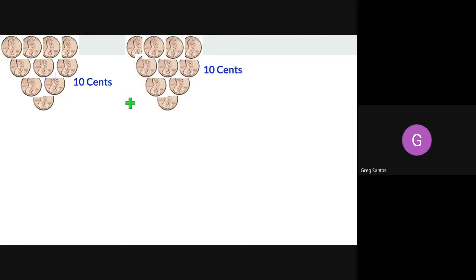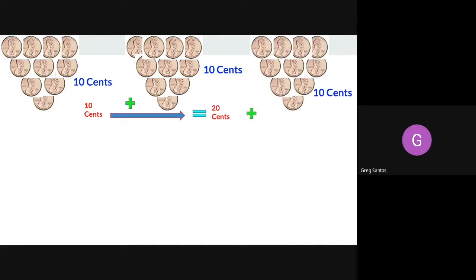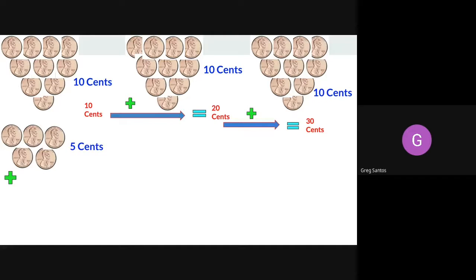So a further example is we have a pile of 10, that's 10 cents. Right, we're going to add another pile of 10 cents. So far we have 20 cents. We're going to add our third pile of 10 cents, which equals 30 cents. And we have our leftover of 5 cents, which gives us a grand total of, if we count our 3 piles and our leftover 5, 35 cents.